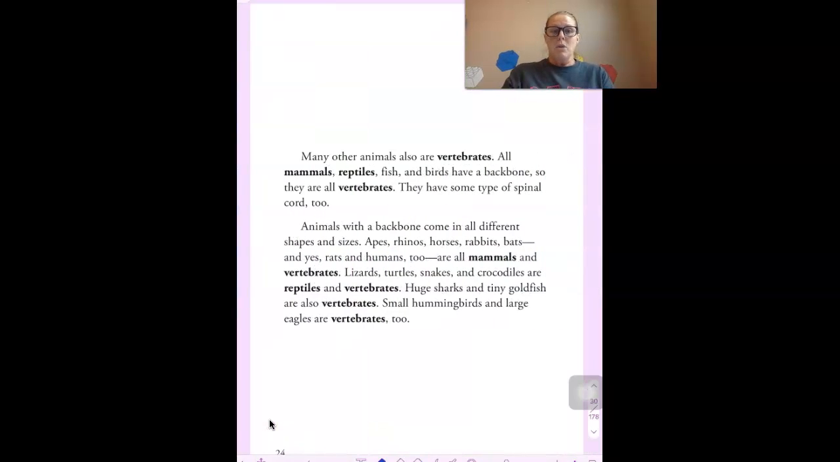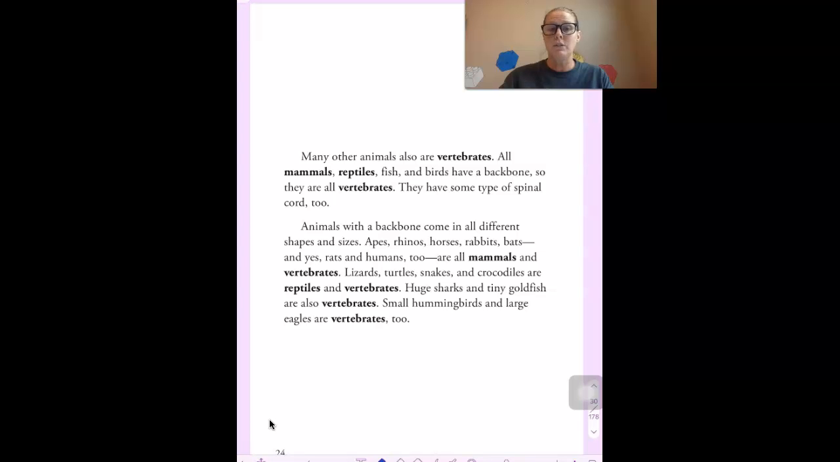Many other animals also are vertebrates. All mammals, reptiles, fish, and birds have a backbone, so they are all vertebrates. They have some type of spinal cord too. Animals with a backbone come in all different shapes and sizes. Apes, rhinos, horses, rabbits, bats, and yes, rats and humans too are all mammals and vertebrates.